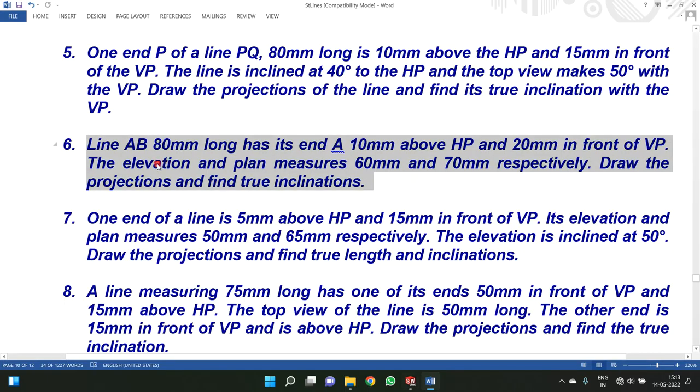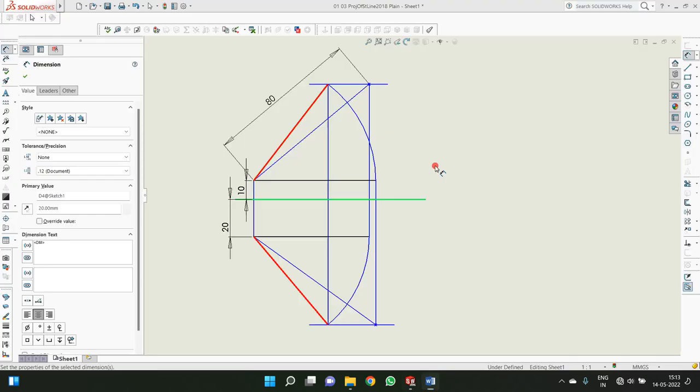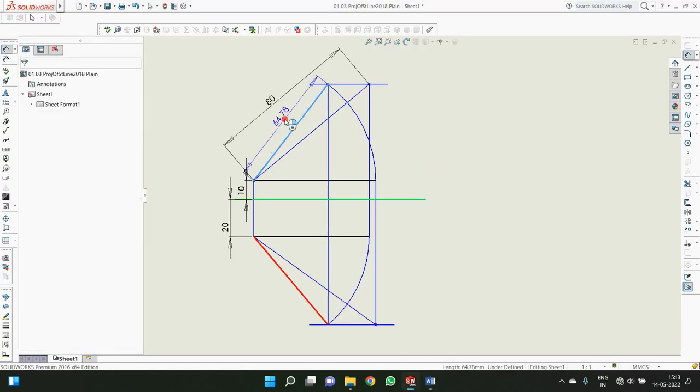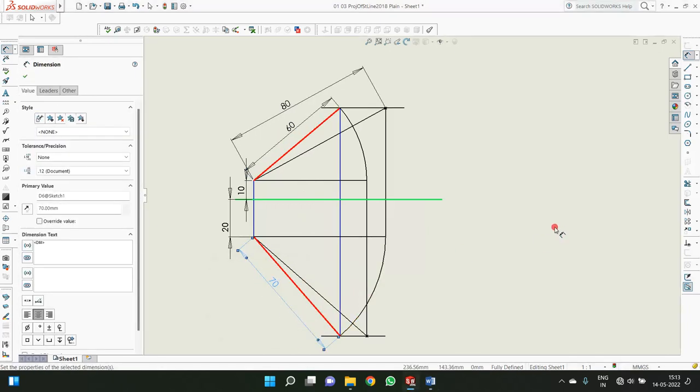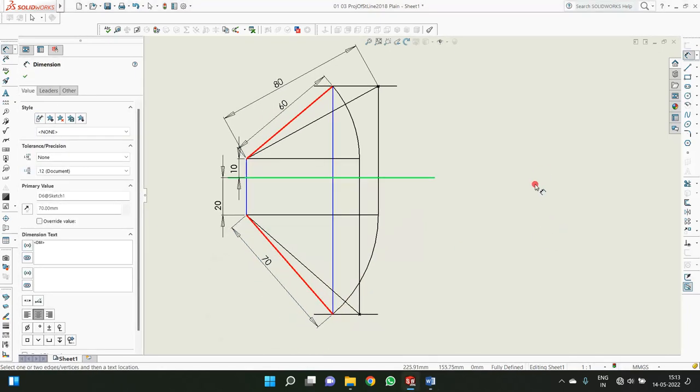The elevation, front view length is 60, top view length is 70. This is the top view. Top view length is 70. Now we solve the problem. This is the solution for this.